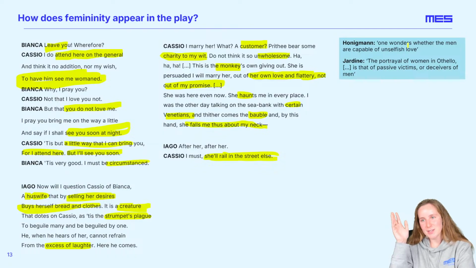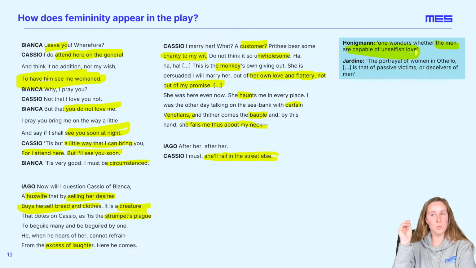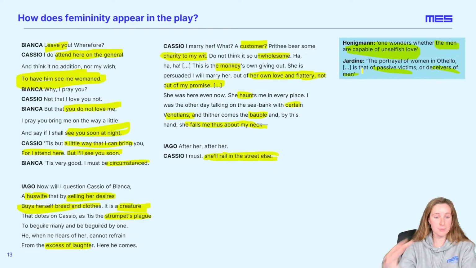And Honigman says, one wonders whether the men are capable of unselfish love. It doesn't seem like it, based on these scenes in particular, right? That love for them is about reputation and status and power and sex, but not about the women they're actually with. And Jardine says, the portrayal of women in Othello is that of passive victims or deceivers of men. So again, we have kind of both here: this bauble who seduces him and embarrasses him, or the victims like Desdemona.